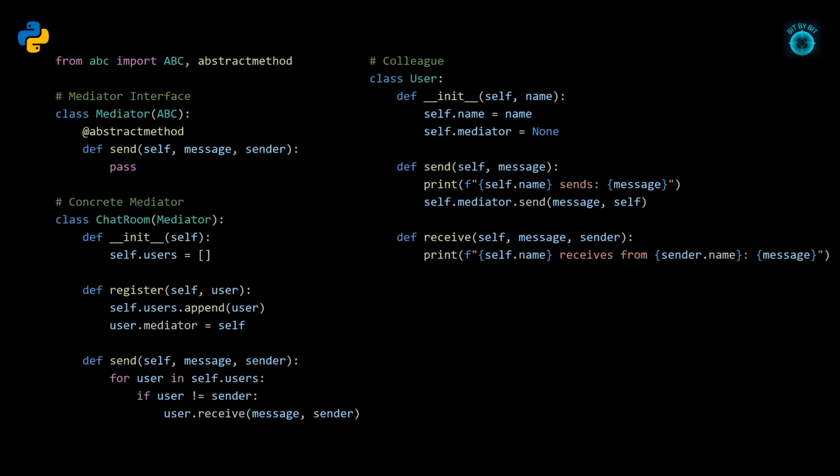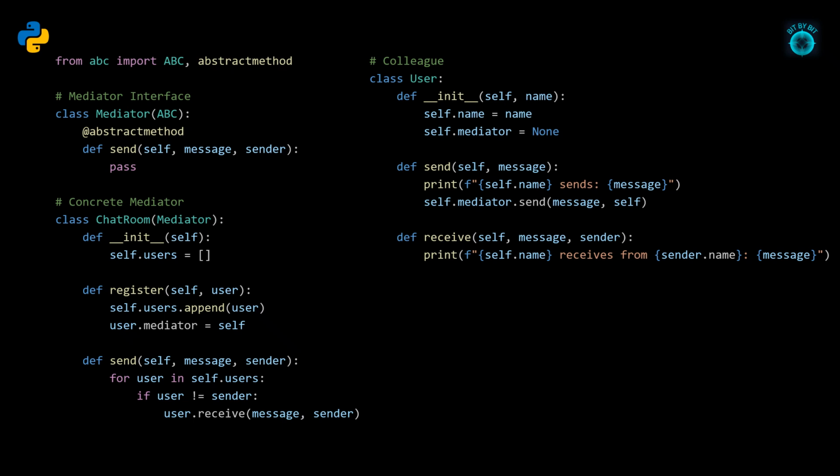In this example, we implement the mediator pattern using a simple chat room system. We begin by creating an abstract base class called Mediator, with an abstract method named send. All mediator implementations must define this method. Next, we define a concrete mediator class called ChatRoom. This class maintains a list of users who join the room. The register method adds a user to the list and sets the user's mediator to this ChatRoom instance. The send method loops through all registered users. If the user's not the sender, it calls their receive method to deliver the message.